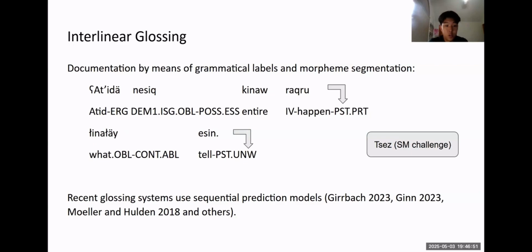The example I've pulled here is from the language of Tsez, which is part of the SIGMORPHON challenge task. As you can see here, each individual word is separated within the sentence, and not only is it translated, but it shows a grammatical label that you can use to understand and see parts by parts for each of these words. So this method of documentation has been extremely beneficial for computational linguistic progress.